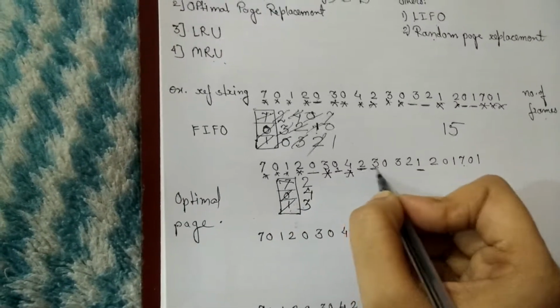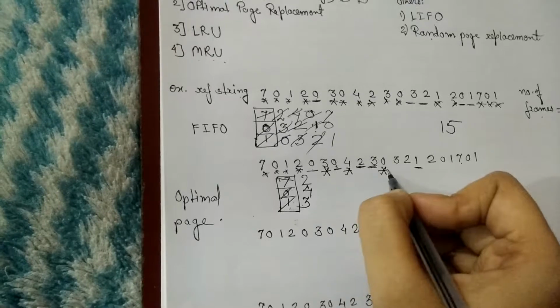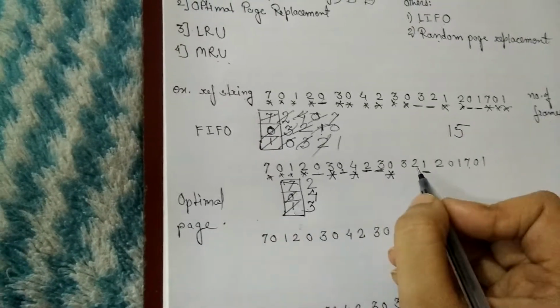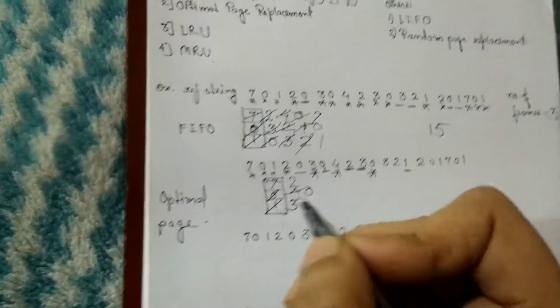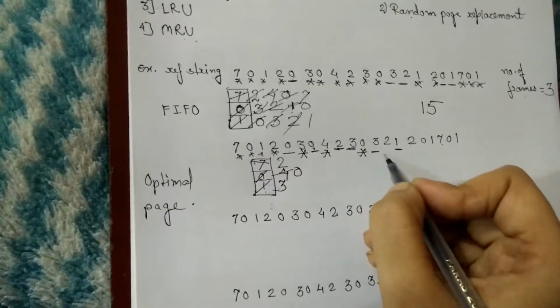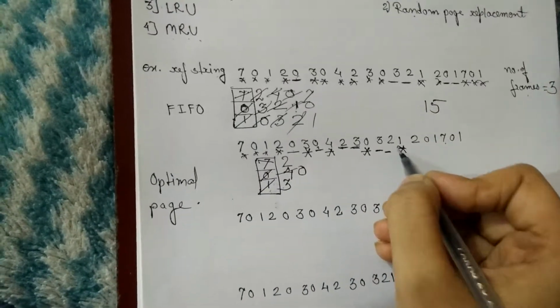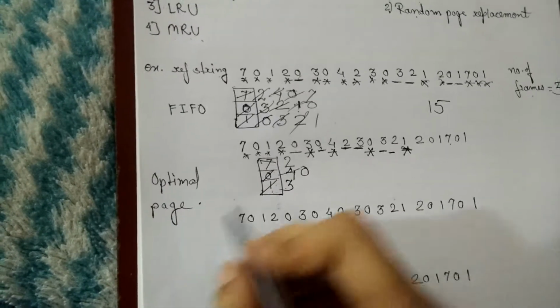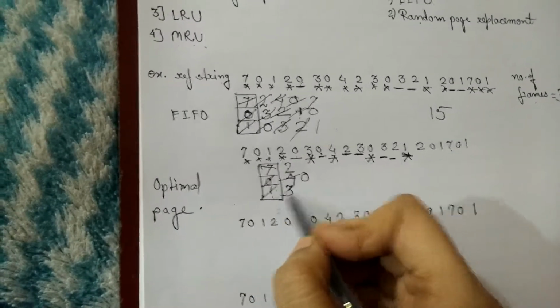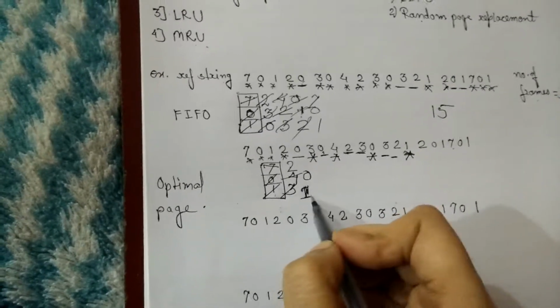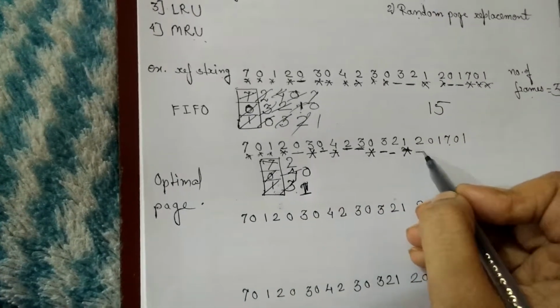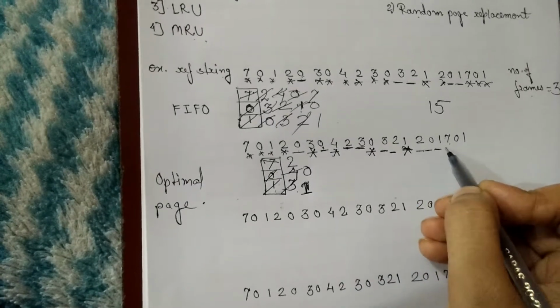Now for 2 and 3 there will be no page fault. For 0 there is a page fault. As we are using 2 and 3, we will not replace 2 and 3, we will replace 4. For 3 and 2 there will be no page fault. For 1 there is a page fault. We see that 2 and 0 is used but 3 is not used, so we will replace 1 in place of 3. So for 2, 0 and 1 there is no page fault.